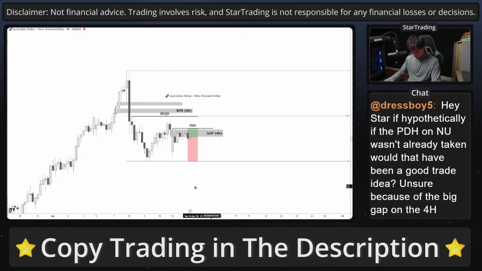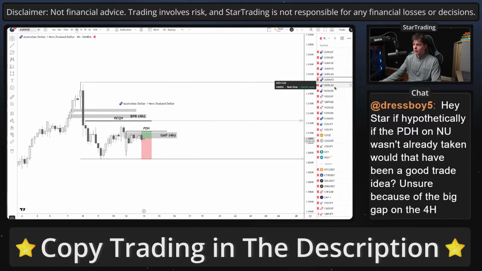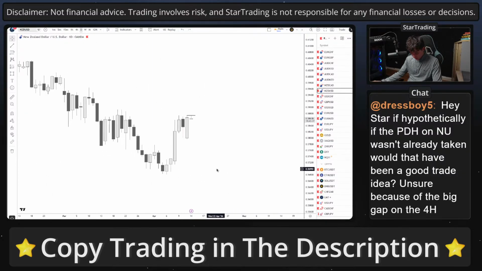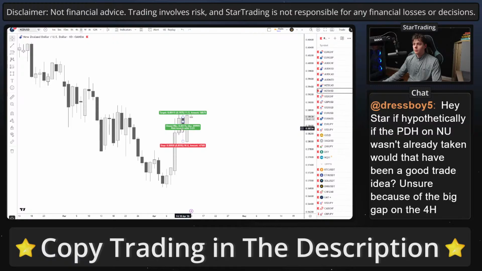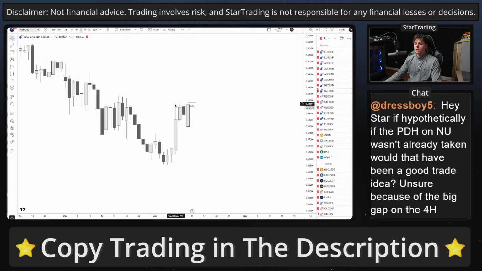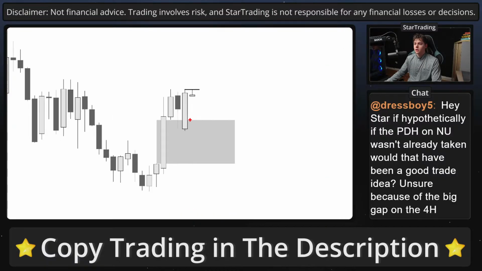Okay, so NU, I assume, is NZD USD, so we're going to go into the daily time frame. Here we are. And you said, if the previous day high wasn't already taken out, would it be a good trade idea? Pretty much, that could be a solid opportunity, but there are still a couple of reasons not to take a trade. First things first, that's basically the example I've shown previously. We have this FVG, which yes, we have traded back into, but there's still a lot of the FVG which hasn't been traded back into, which means there are still a lot of inefficiencies which we like to trade back into.